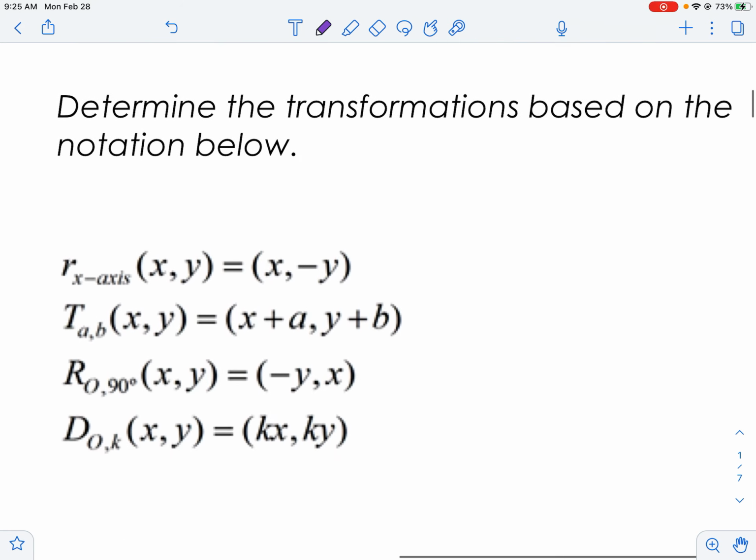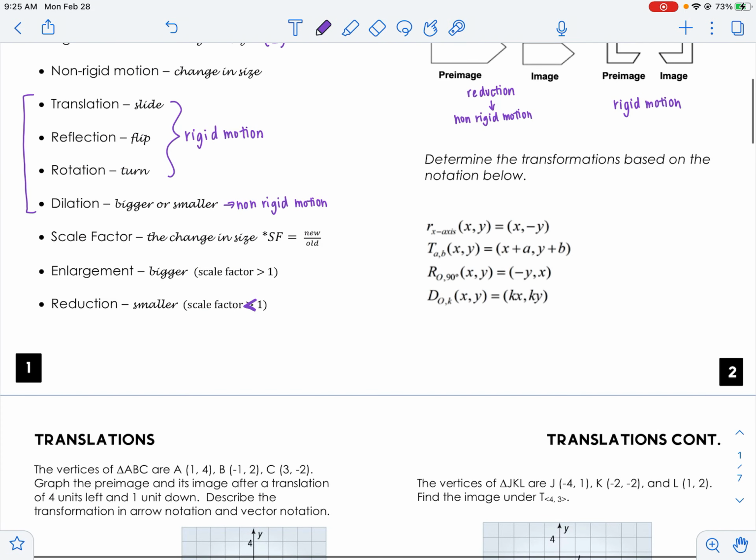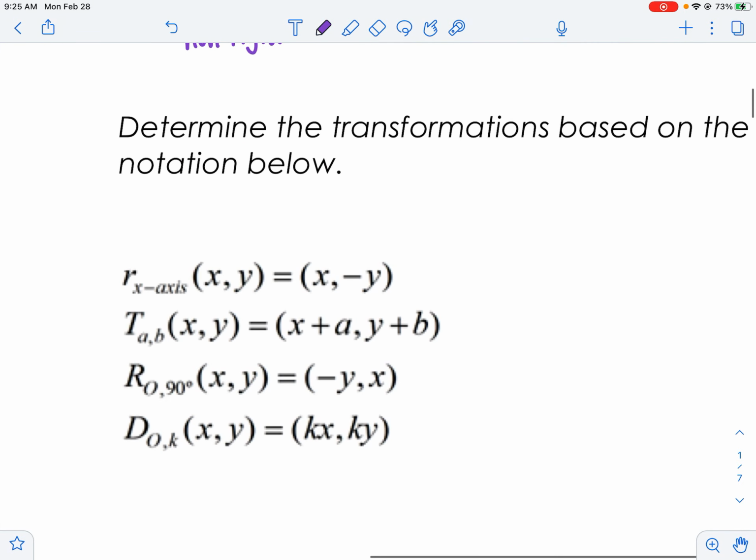Now, a lot of times for our transformations, they use their own lingo or terminology. They're not going to spell out reflection, translation, rotation, dilation. They're going to use these symbols. If we take a look, a lowercase r right there, if you had to take a guess, do you think that would be a translation, reflection, rotation, or dilation? Well, it says r over the x-axis, which means a reflection over the x-axis. So that's a reflection, or your flip.